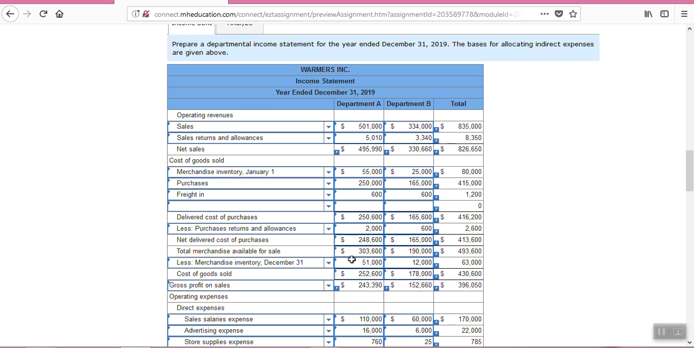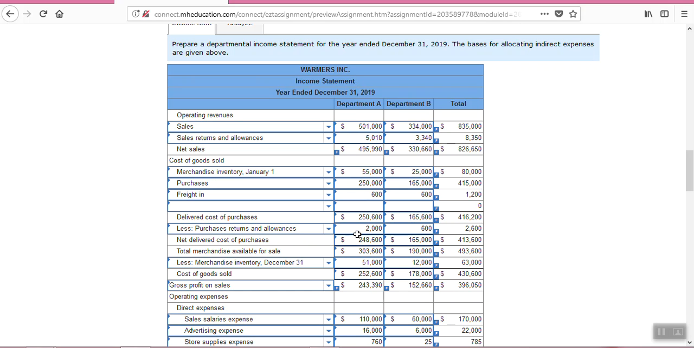And our total merchandise available for sale is the net delivered cost of purchases plus what we had to start with. So take your merchandise inventory at the beginning of the year and add your net delivered cost of purchases, and that's going to give you what you have available for sale. You're going to subtract out your ending inventory, and all of this, except for the totals parts, are coming off of that chart at the top.